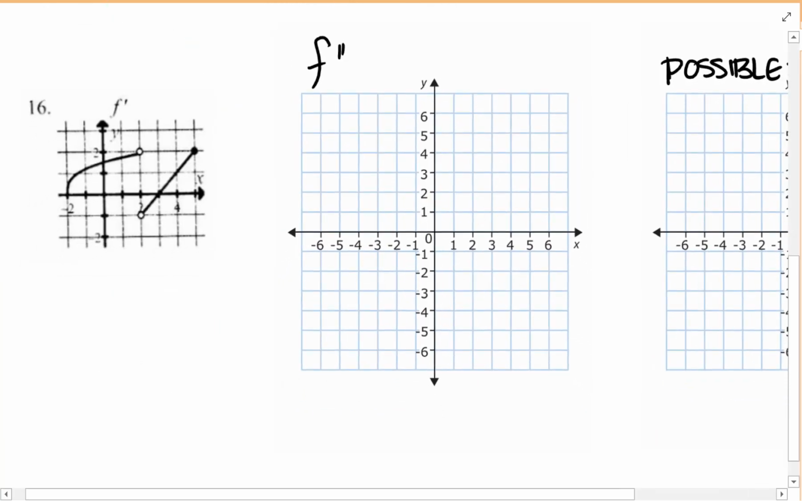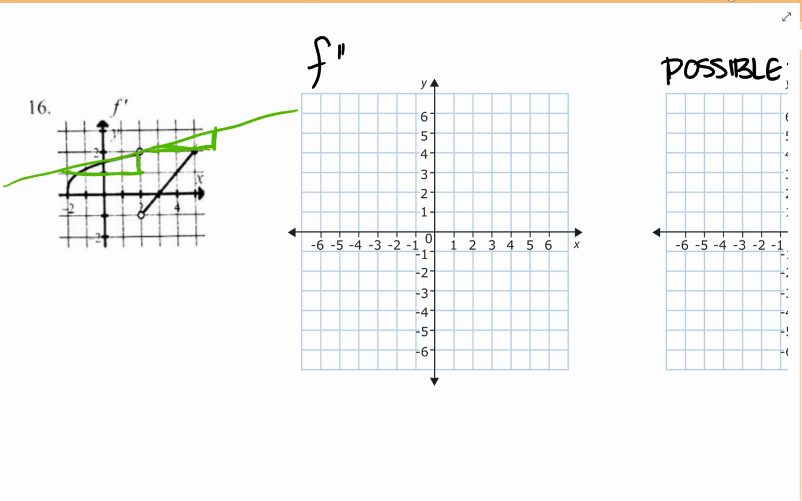Number 16, we want to again create a possible f prime prime graph and a possible f graph. So I'm going to estimate the slopes of f prime in order to get my f prime prime graph. Are there any times where the slope is 0, where I would have a horizontal tangent? Not quite. There's no horizontal tangent here. If you don't have a horizontal tangent, let's move on to something else. Let's estimate another slope. So I'm going to estimate a slope that is close to 0, 1. What is the slope of the tangent that goes through 1? My estimate for the slope at x equals 1 is approximately 1/4.